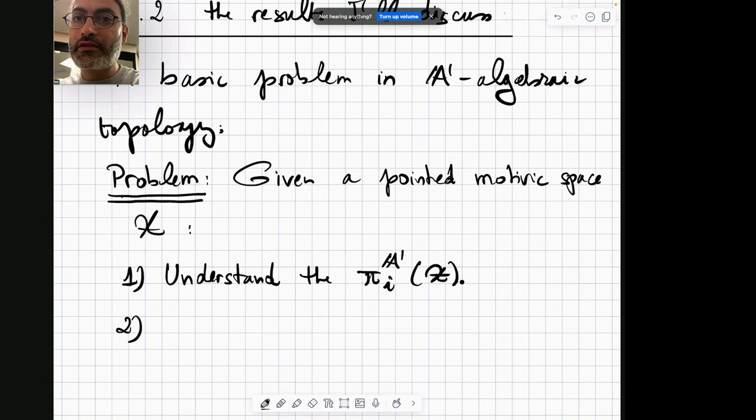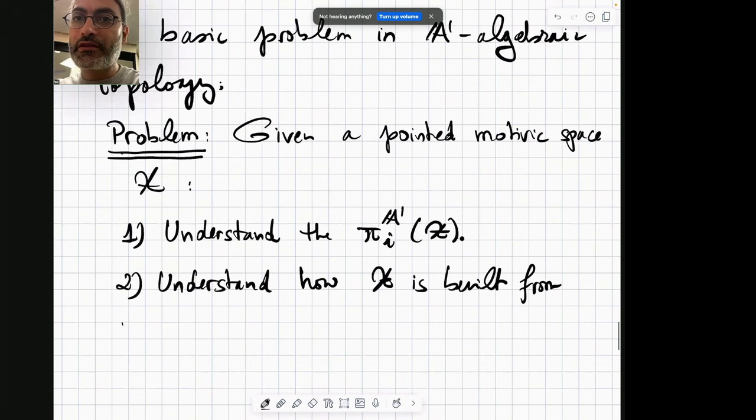And the second problem we could care about is the following. It's to understand how X is built from these objects, from the pi i A1 of X. Okay, that's, if you want, the motivating problem. And so you could ask, okay, well, why should I care about doing such a thing?